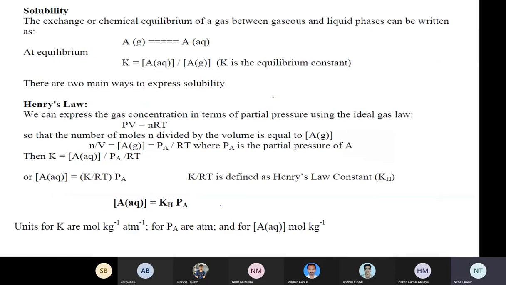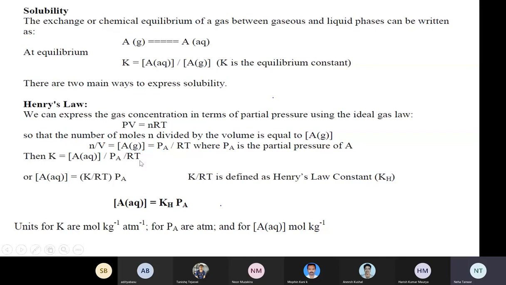Now let's talk about the solubility of the gases. Another input to seawater is through the atmosphere. And what is the atmosphere going to provide? Only gases. So A just stands for any gas in the atmosphere. A gas is in equilibrium with A aqueous.